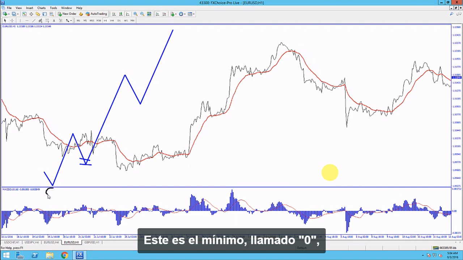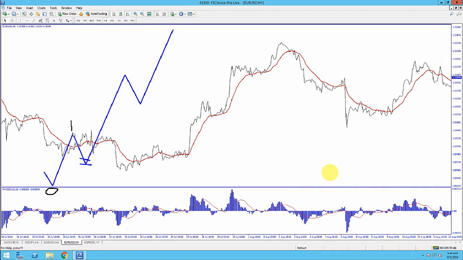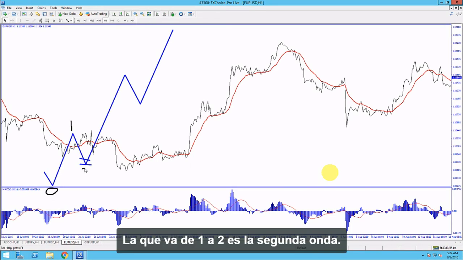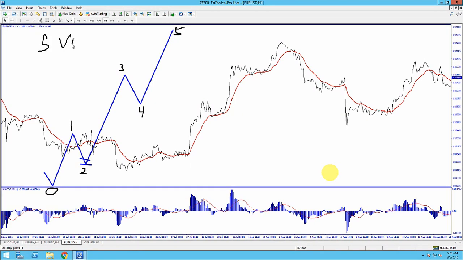The low, which is called a 0, and then this is the 1. This is the 1, first wave. The 1 to 2 is called the second wave, and then wave 3, wave 4, and then wave 5. This is a typical Elliott, what they call a 5 wave.